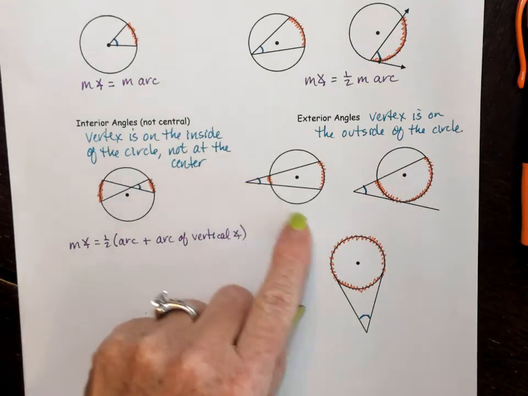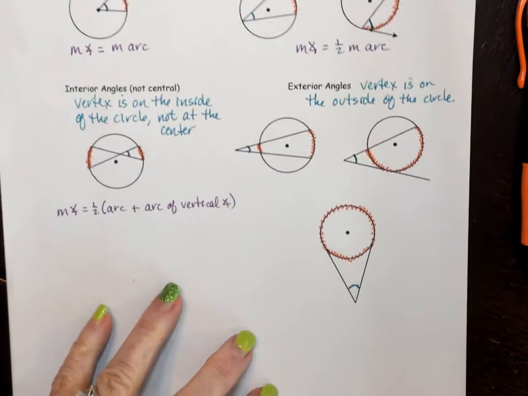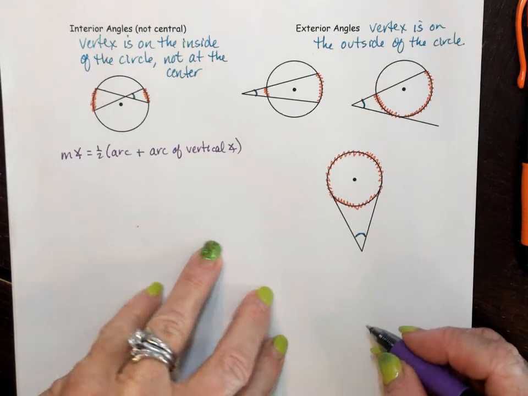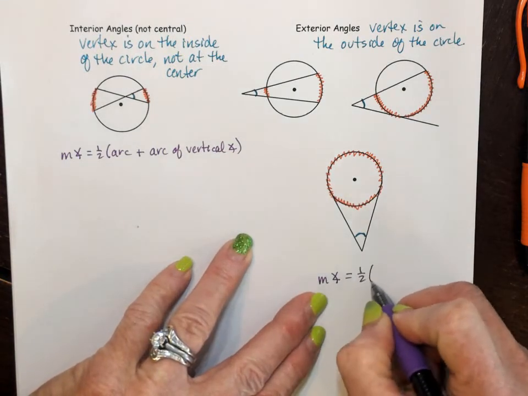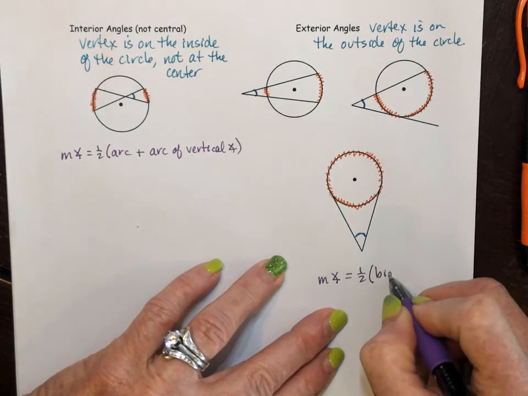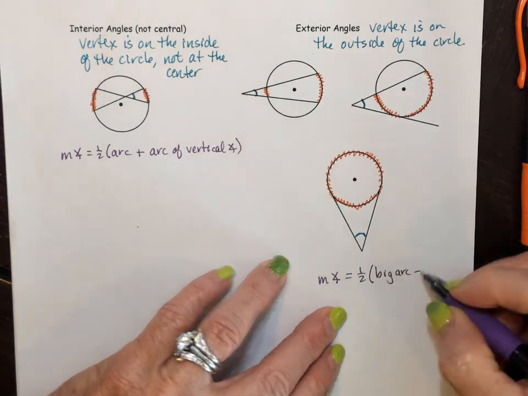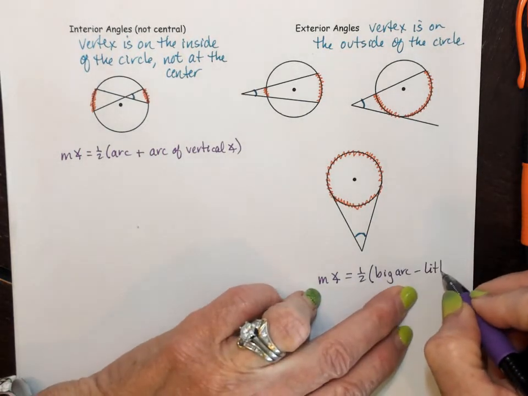For all three of these exterior angles, the measure of that angle is 1/2 of the big arc minus the little arc.